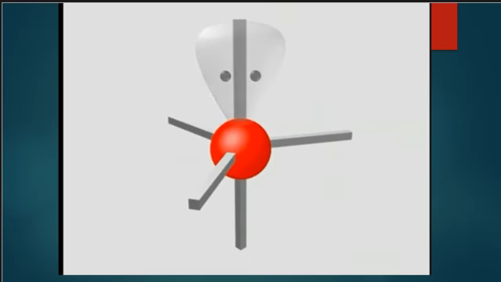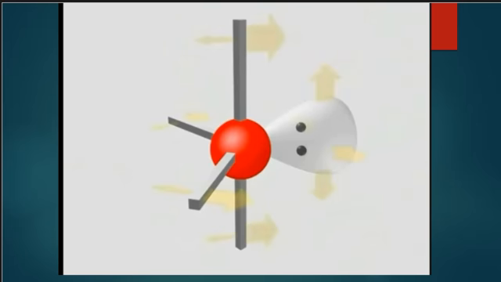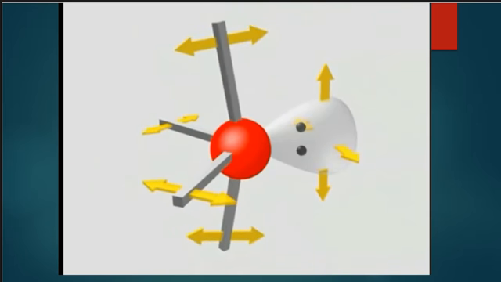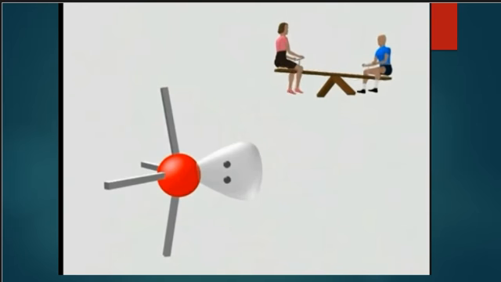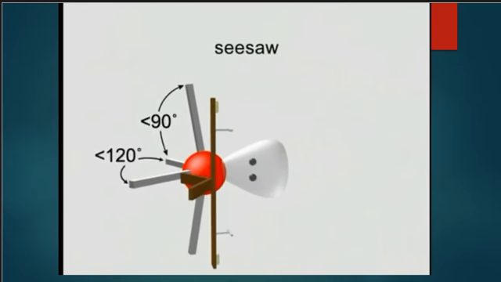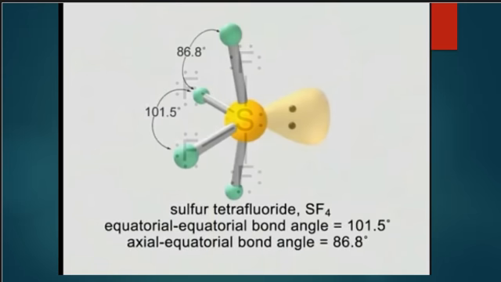equatorial repulsions, whereas a lone pair in an equatorial position creates only two 90-degree repulsions. Therefore, to minimize the number of 90-degree repulsions, lone pairs always occupy equatorial positions. As before, lone pair repulsions reduce all other bond angles. With one lone pair, the object has a seesaw shape. Sulfur tetrafluoride is an example.